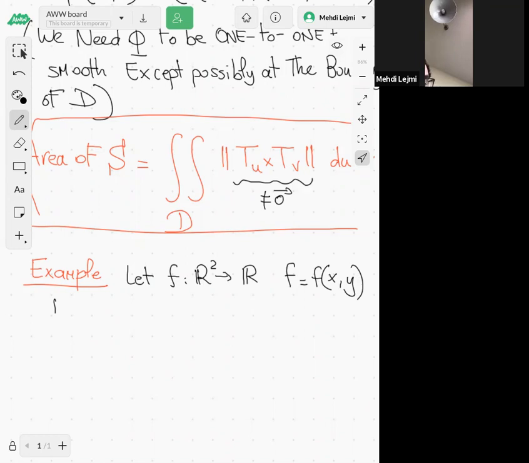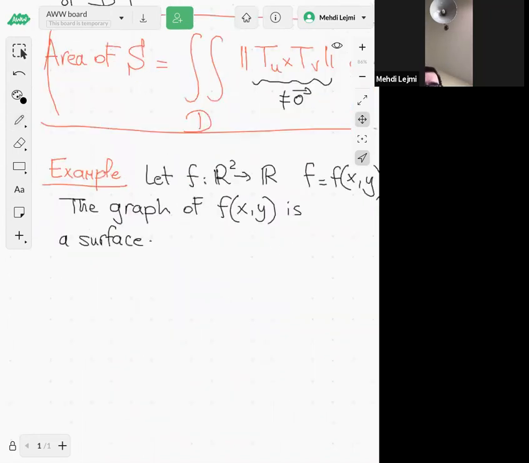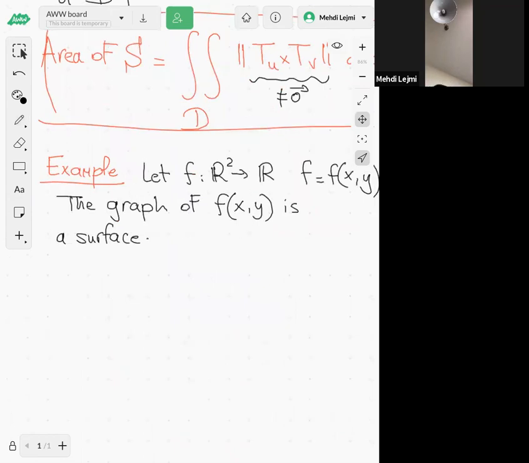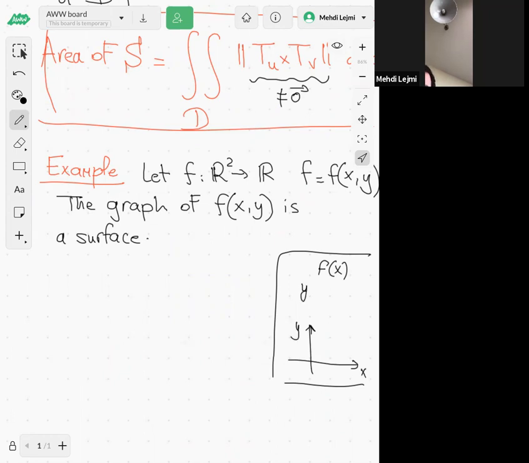Then the graph of f is, of course, going to be a surface, right? Again, the idea here is that if you want to graph this function f of 2 variables, you're going to need a third axis, right? So this is like for a function of a single variable f of x. If you want to graph f of x, you're going to need a second axis, which is the y-axis, right? And the graph would be y equals f of x, and here's your graph.